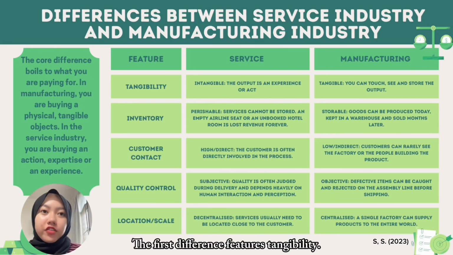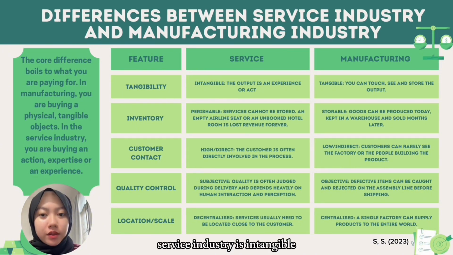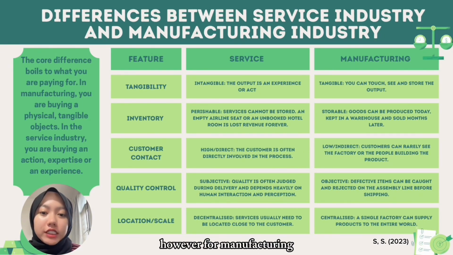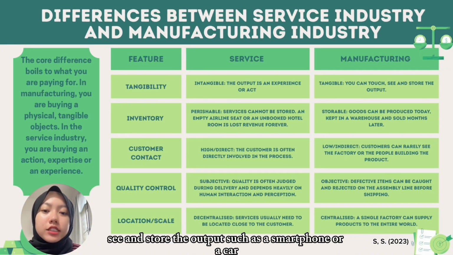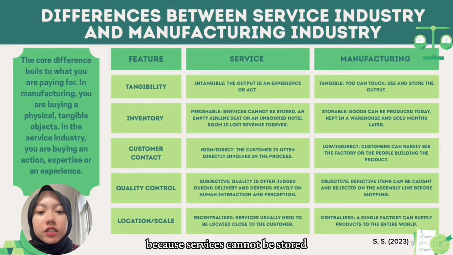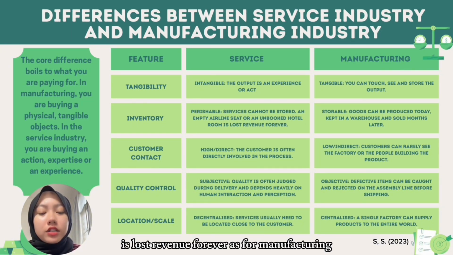The first difference features tangibility. Service industry is intangible because the output is an experience or an act. For example, a haircut or a legal consultation. However, manufacturing is tangible because you can touch, see and store the output, such as a smartphone or a car. Next, in the service industry, the inventory is perishable because services cannot be stored. An empty airline seat or an unbooked hotel room is lost revenue forever.